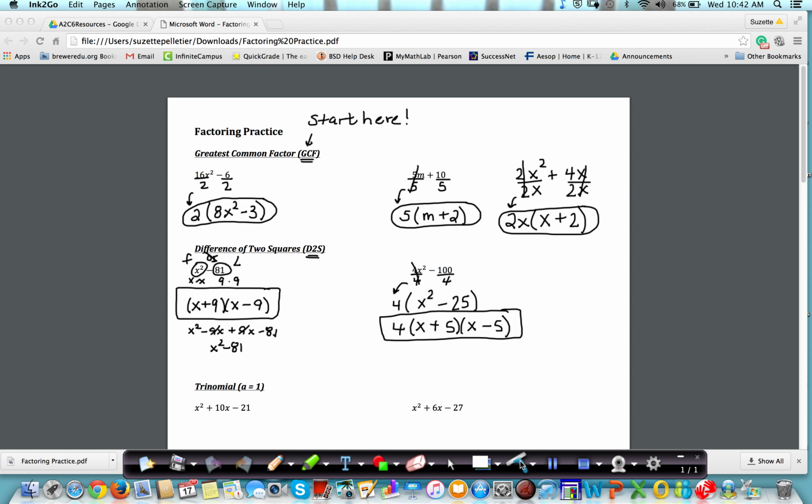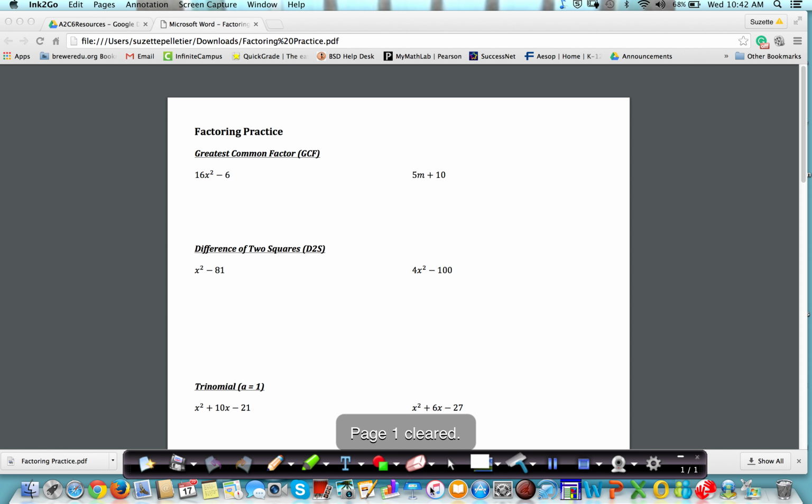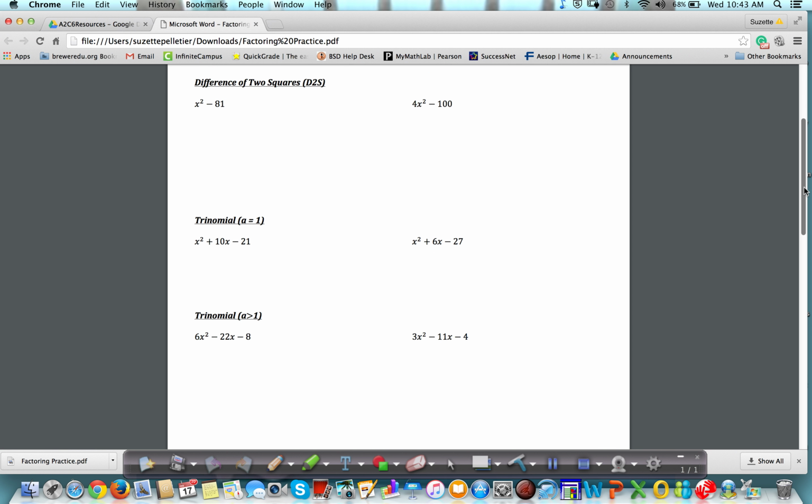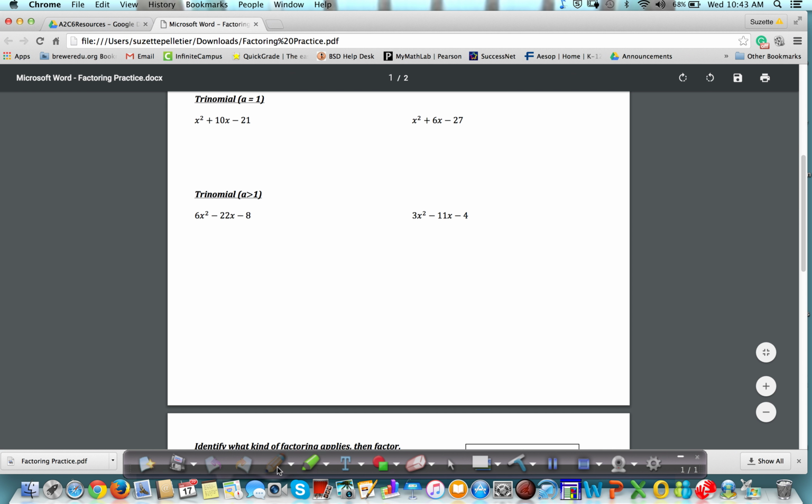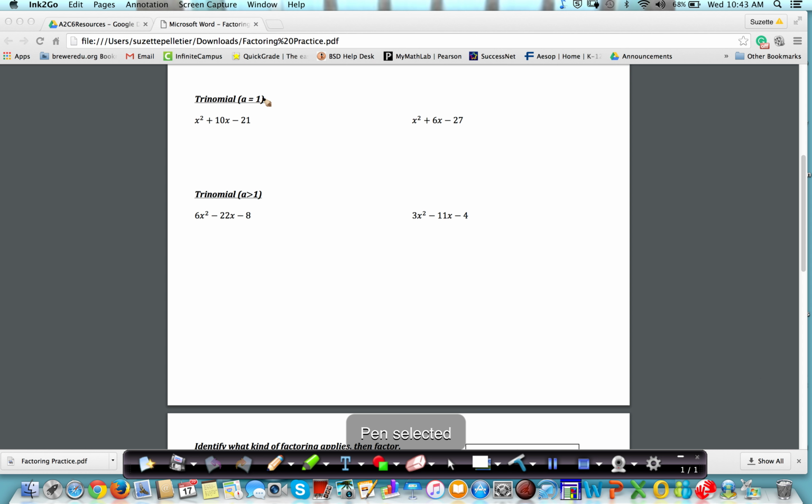I'm just going to clear the screen and scroll the page up, and then we're going to go ahead and talk about the two different kinds of trinomials. A equals 1 and a is greater than 1. So a equals 1. These were the ones that we liked, we thought were really easy.